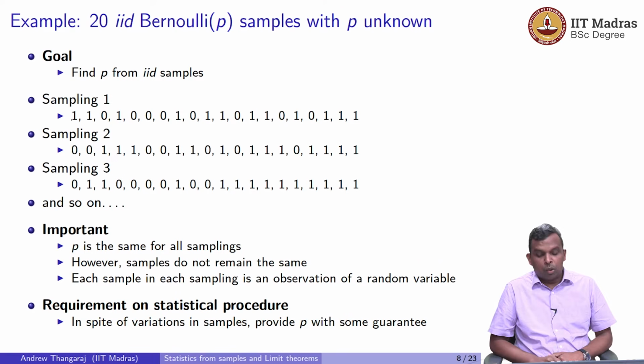Okay, so the statistical procedure, if you design it well, should give you the value of P with some guarantee on, okay, this is how close I will be to the actual P. For every single sampling it should work. So over any sample it should work in that fashion.